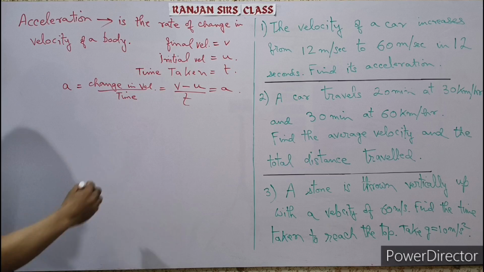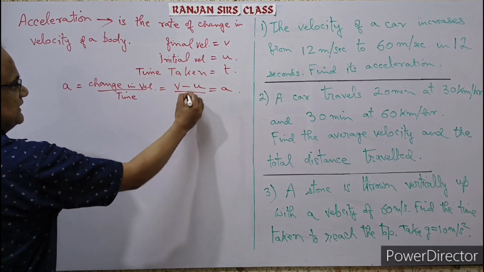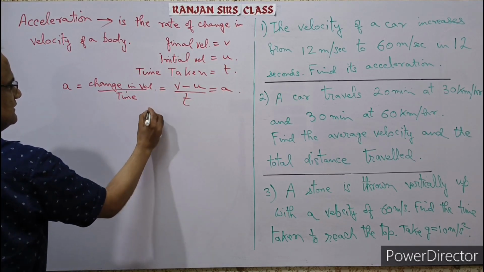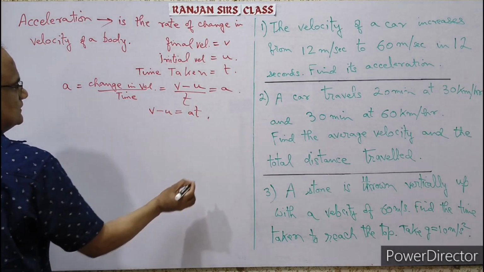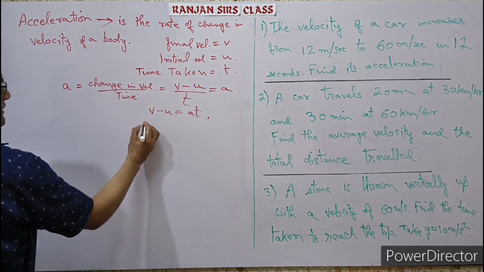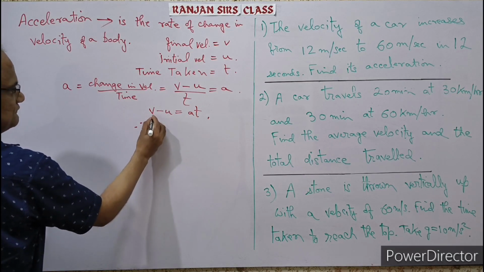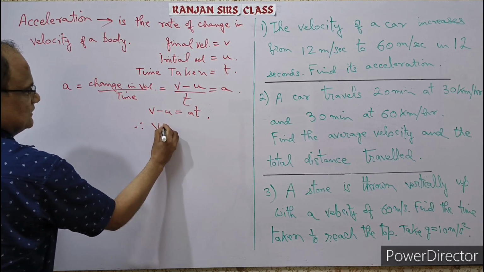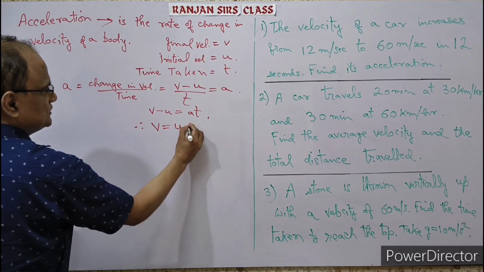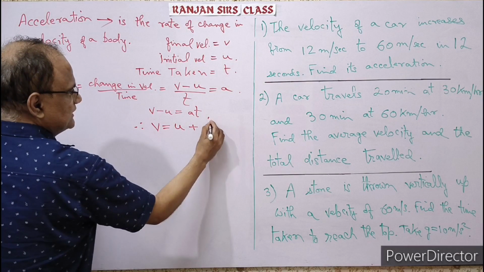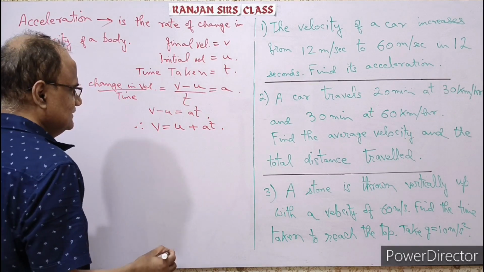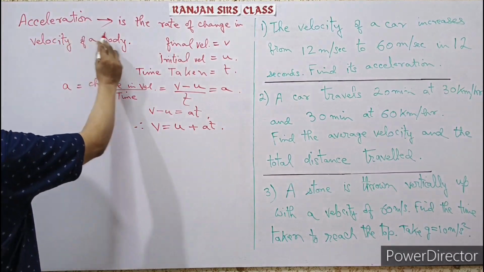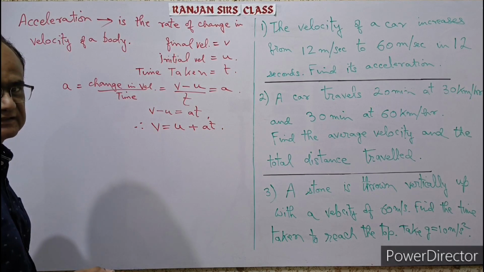Now this is the expression we are getting. So if I take t to the other side, we get v minus u is equal to a into t. Now u, if I take to the other side, we will get, therefore, the final velocity of the body v is equal to initial velocity u plus a into t, acceleration into time. Clear? Okay, so now we have defined acceleration.